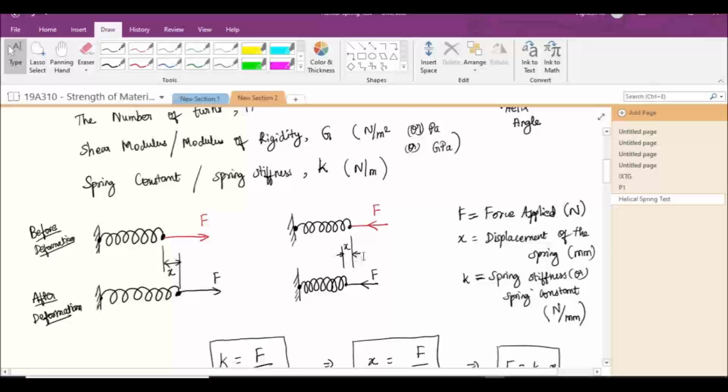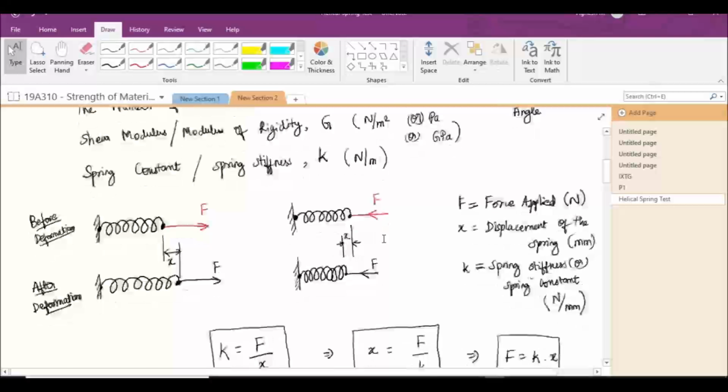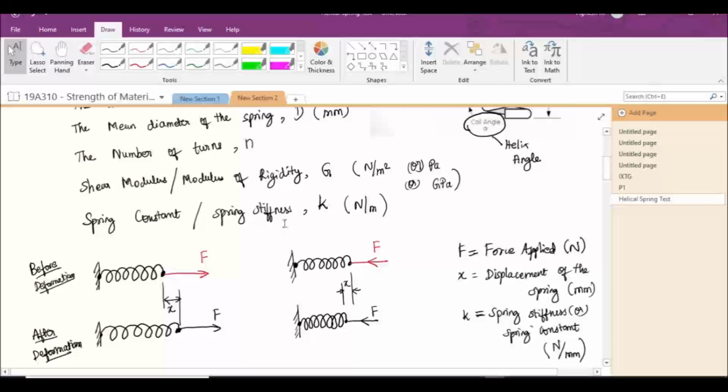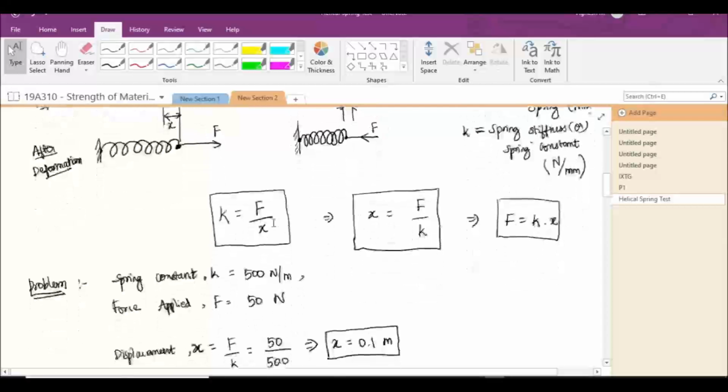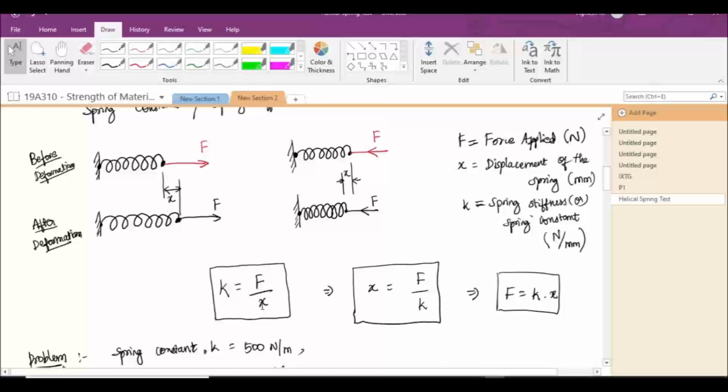X is the displacement or deformation of the spring, but the only difference is it will be in the opposite direction. For a tensile force, it will be in the expansion direction, whereas for a compressive force, it will be in the compressive direction, the negative direction. So the stiffness of a spring is based on the application of force, how much it is deformed. That's the definition of the stiffness of a spring. It is defined by two parameters: the force applied on the spring and the displacement of the spring. So spring stiffness is defined by force divided by displacement.